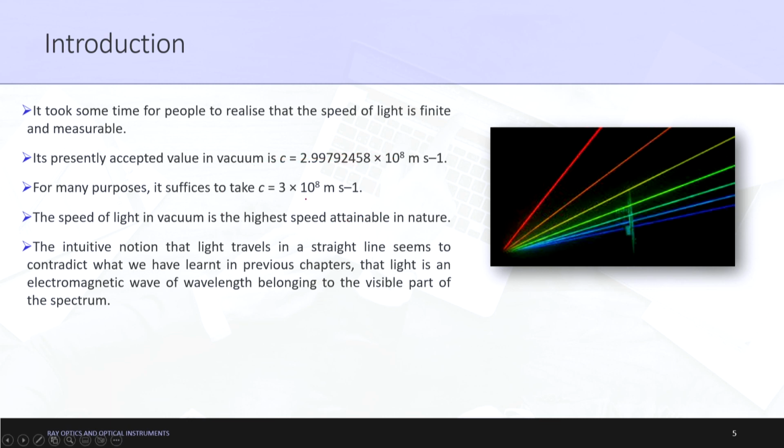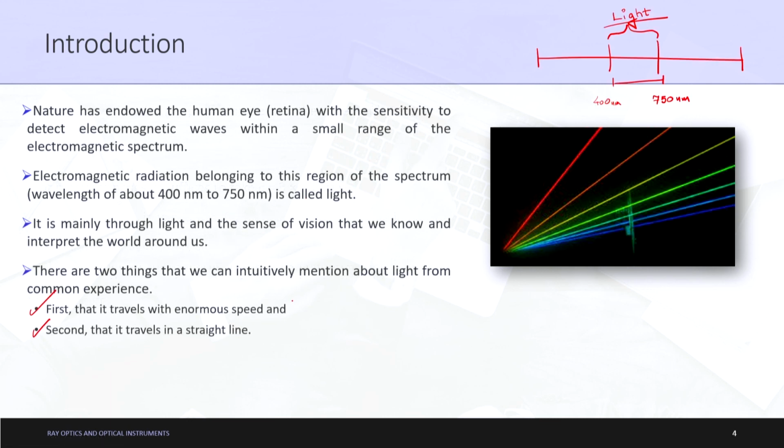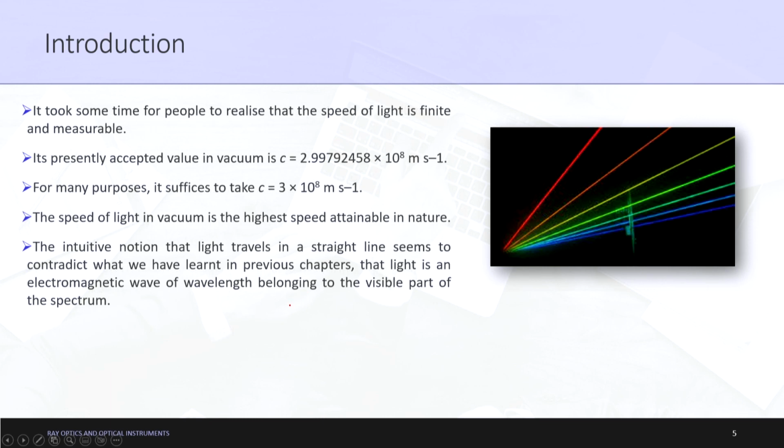The thing which previously was being understood as travelling with an enormous speed, we got its value, and it was equal to 3 × 10^8 meters per second. Okay. So now we know the value.